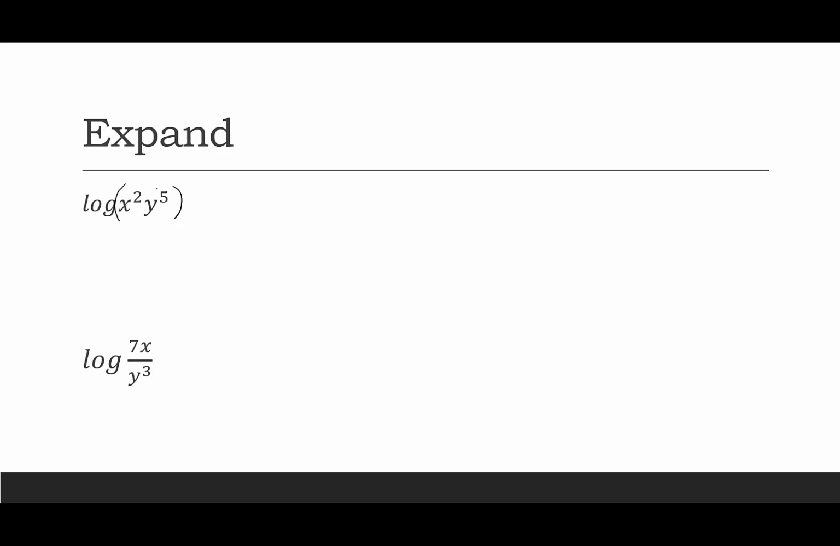I see a multiplication and I see powers. So I'm first going to separate that by the multiplication. So I have the log of x squared plus the log of y to the 5th. You want to separate it before you bring the powers down because the 2 only belongs to the x, the 5 only belongs to the y. So the 2 comes in front, I have 2 log x, the 5 comes in front, I have 5 log y, and that's where I stop.